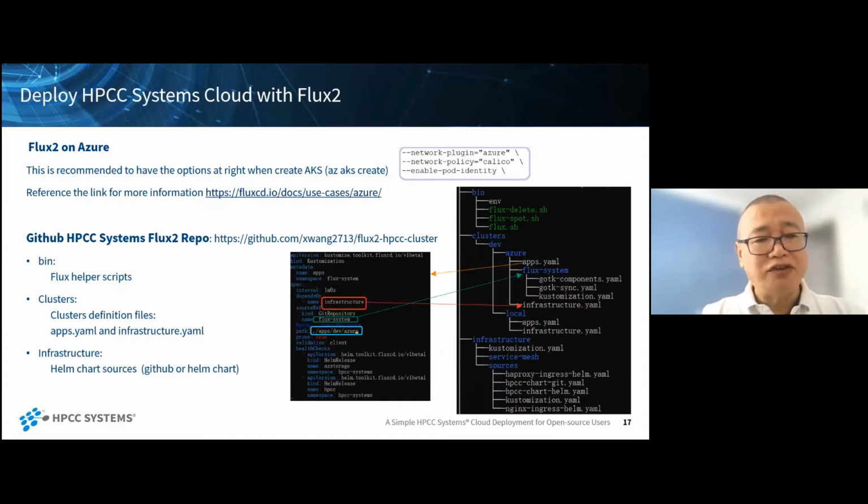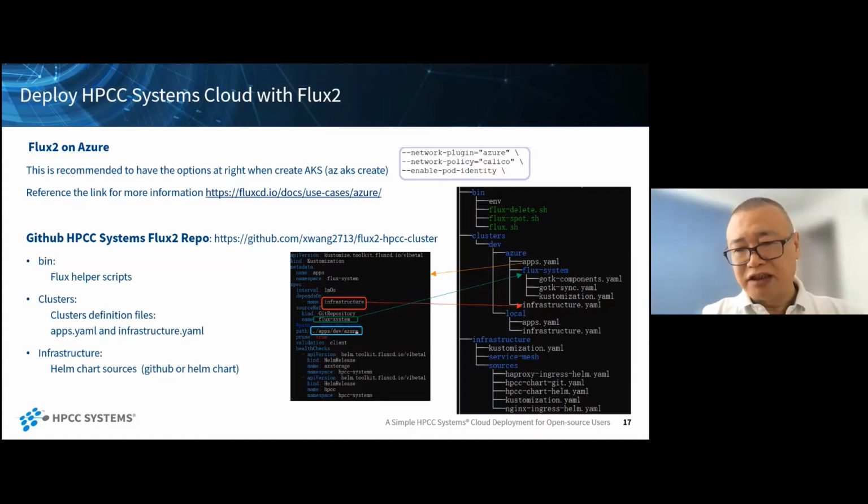Now, for our exercise, we provide a sample repo on GitHub, and the repo name is flux2-hpcc-cluster. Basically, this repo has a file structure, the tree structure on the right. There are 4 top-level directories in total, 3 shown here and the next one listed on the next page. The bin directory has some helper scripts, and the cluster directory has the top level of the deployment files.